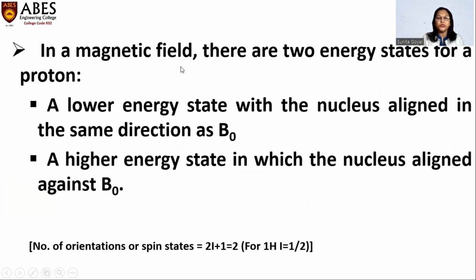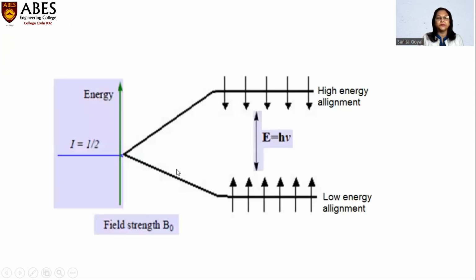Therefore, there will be 2 states, and when they are kept in an external magnetic field, the splitting of these energy states will occur. Now they will not be degenerate. There are 2 energy states for a proton, a lower energy state with the nucleus aligned in the same direction as the external magnetic field, and a higher energy state in which the nucleus is aligned against the external magnetic field. We can see here in the diagram that I has value 0.